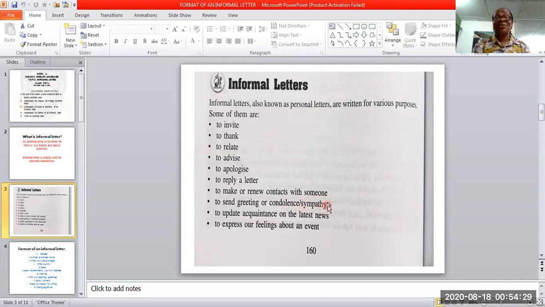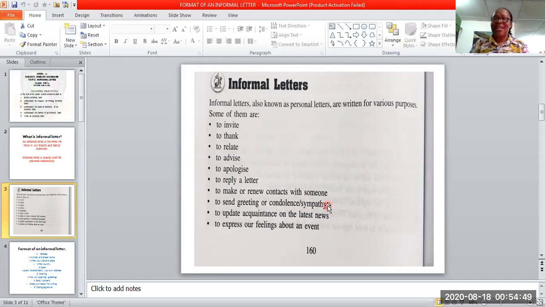Okay, to send greetings. You can write a letter to send greetings. Yes, just ask after me. Write a letter and ask after my health, after my family. I will appreciate it. Write a letter of condolence to somebody that has lost a loved one, somebody that has lost grandpa or grandma.